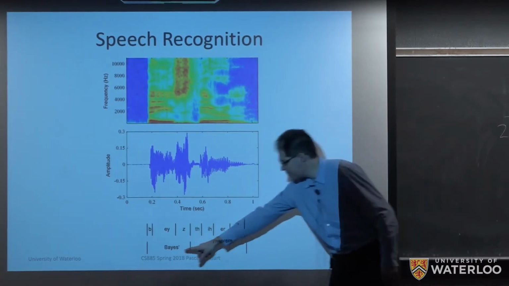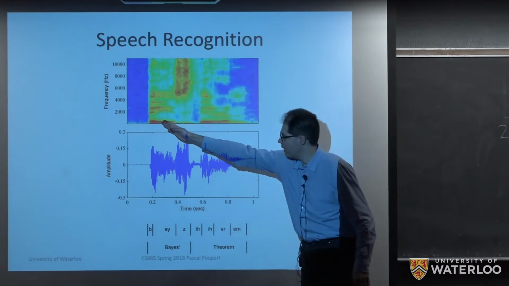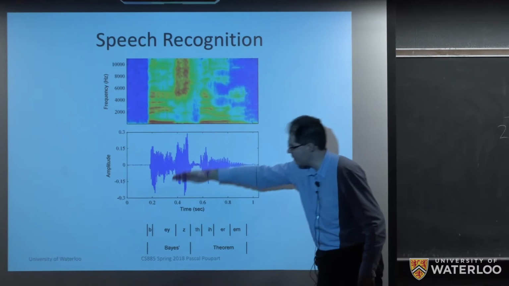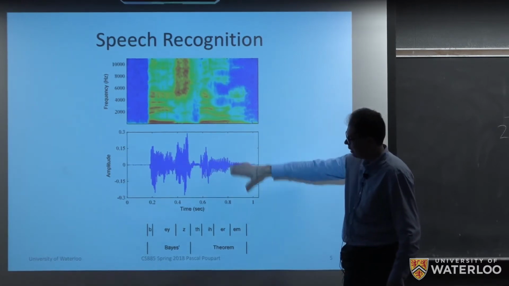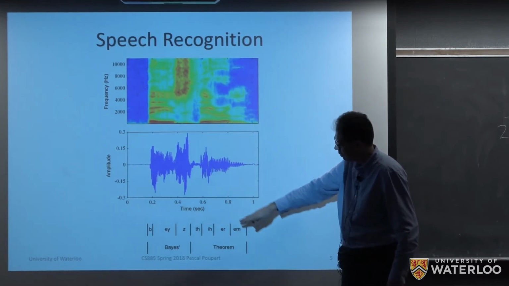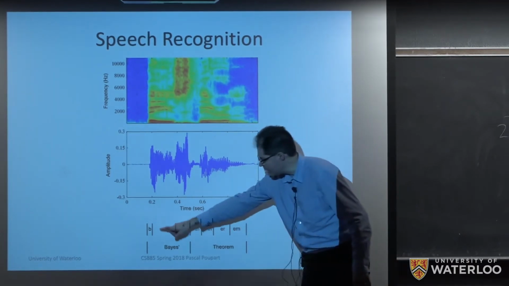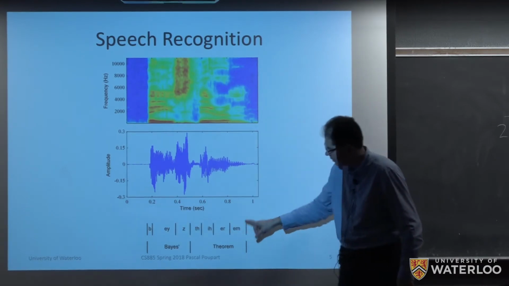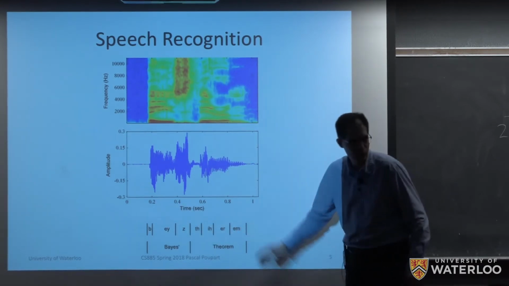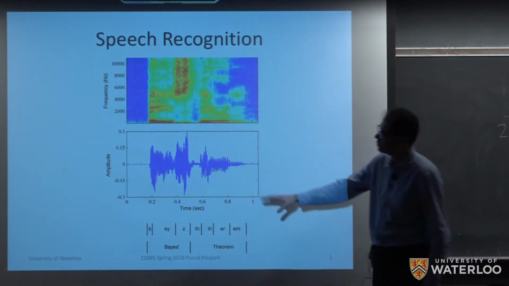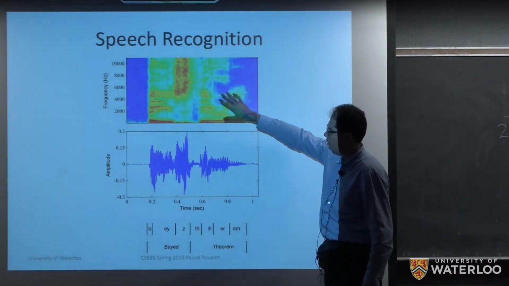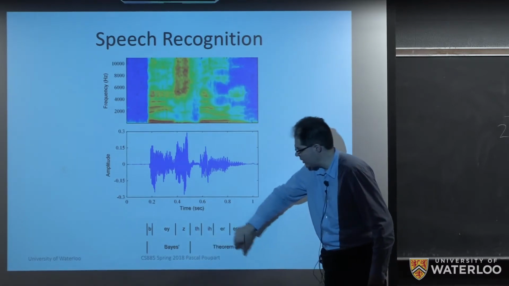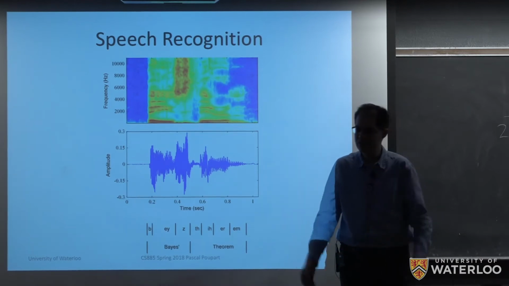So if somebody says Bayes' theorem, it might actually look like this when you plot this into the frequency domain, and this might be the amplitude as well. And then this could correspond to various phonemes. So Bayes could be decomposed into 3 phonemes, and then theorem could be decomposed into 4 phonemes. Okay? So now here we could say that the observations are the signal, and then the hidden states are essentially the words that a person said.